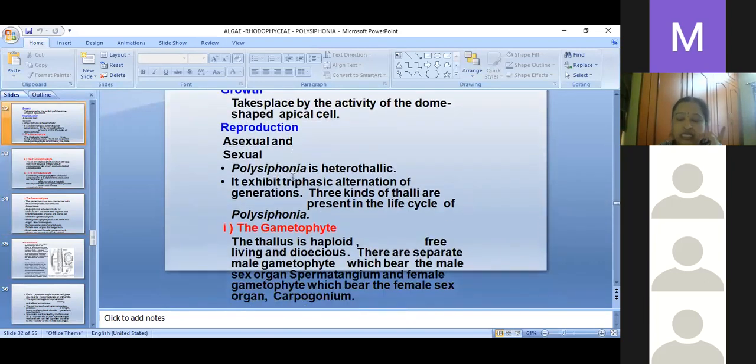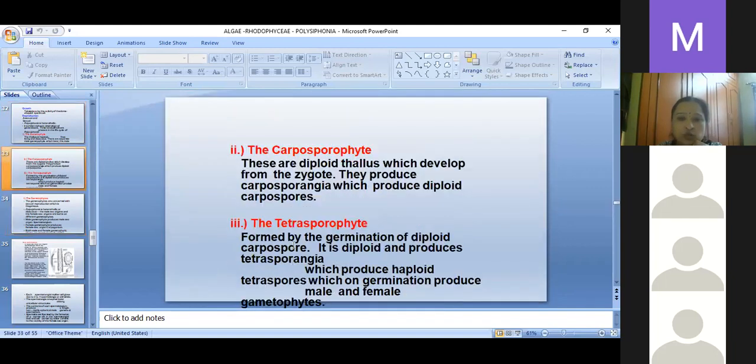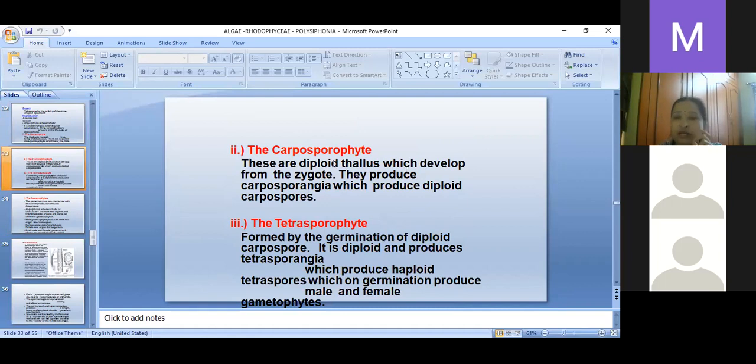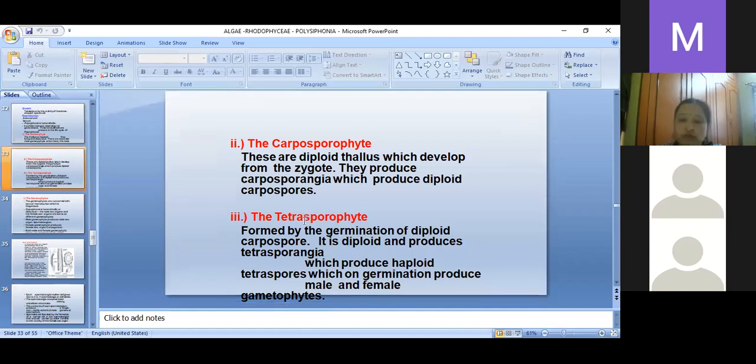What is the third stage? The third one is the tetraspore. Tetraspores form from the germination of the diploid carpospore. When the carpospore germinates, diploid tetraspores form. The carposporophyte forms when the male and female reproductive organs fuse to form the zygote, and from this zygote the carposporophyte develops. From this carposporophyte, tetraspores develop. That's why carposporophyte and tetrasporophyte are both diploid. These tetraspores produce haploid tetraspores, which germinate to produce the male and female gametophytes. Again, from the tetrasporophyte, male and female gametophytes are produced.